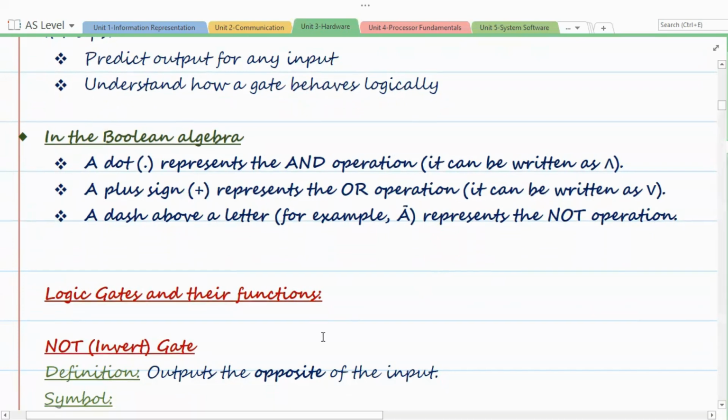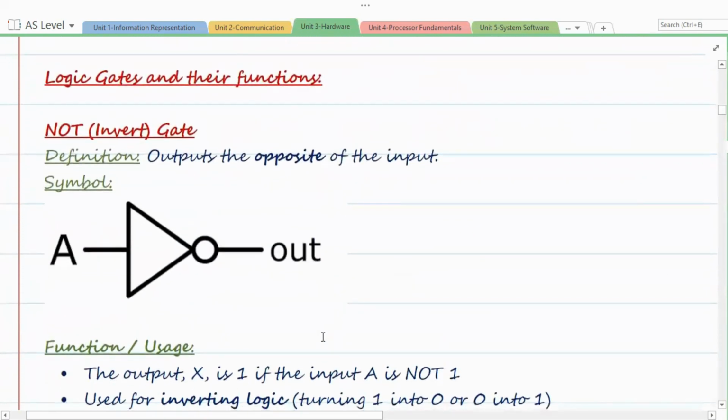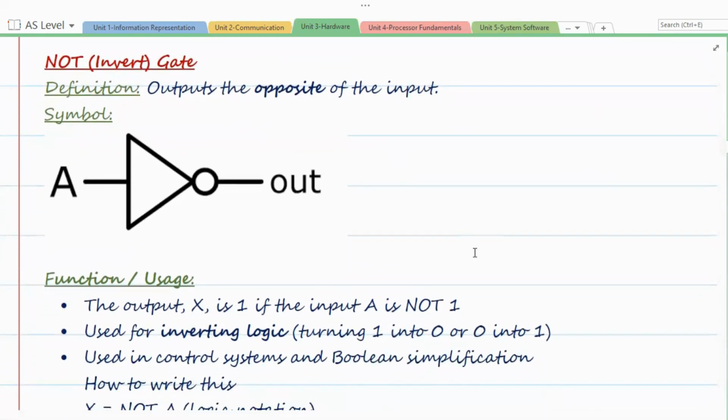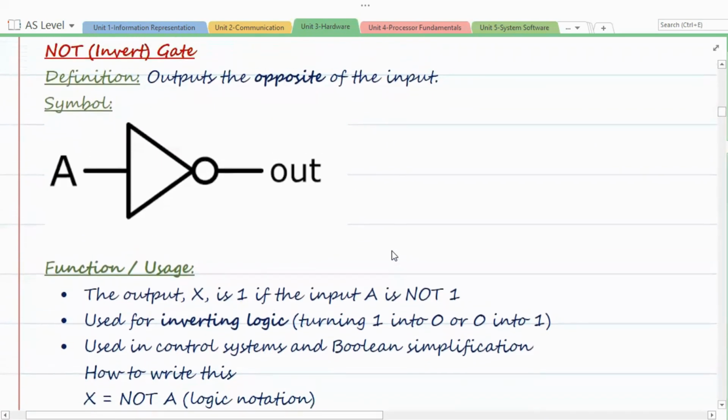Okay. Now, let's start with logic gates and their functions. The first and very basic and easiest one is the NOT gate. NOT gate is also sometimes known as the invert gate. The NOT gate, as I said, has only one input and its job is just to invert the input. So if you're getting 0 as input, your output will be 1. If you're getting 1 as input, your output will be 0. Whatever you're getting as input, the output is just the opposite of it.